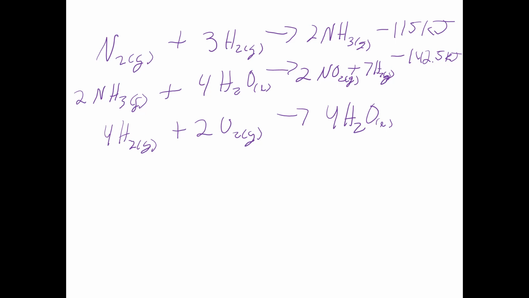So our delta H was originally negative 43.7. We're going to flip that, so it's going to become positive, and then we're also going to multiply it by 4. So we get 174.8 kilojoules.